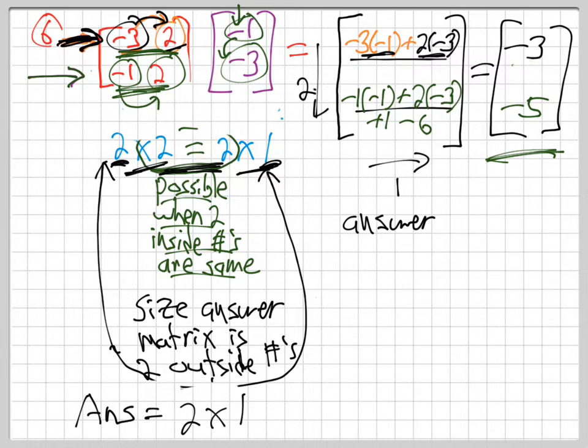Notice it is a 2 by 1 matrix, right? It's 2 down, 1 across, just like we said right there. That's the answer to multiplying those two matrices.